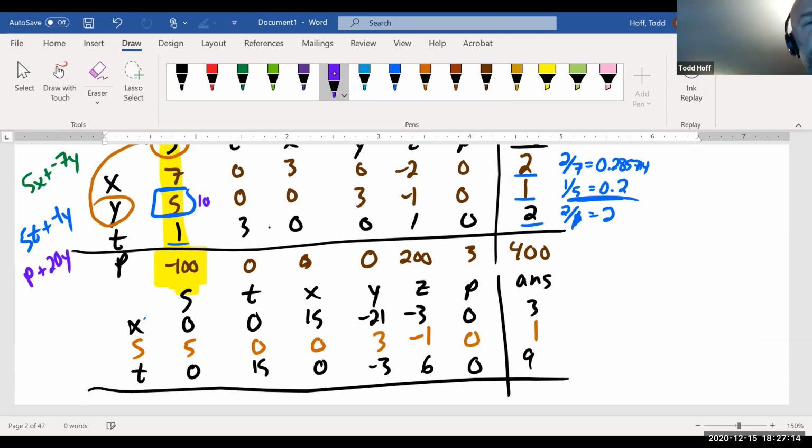So 5 times 20 is 100. 0 times 20 is 0. 3 times 20 is 60. Negative 1 times 20 is negative 20. 0, and 1 times 20 is 20. So we're going to add here.